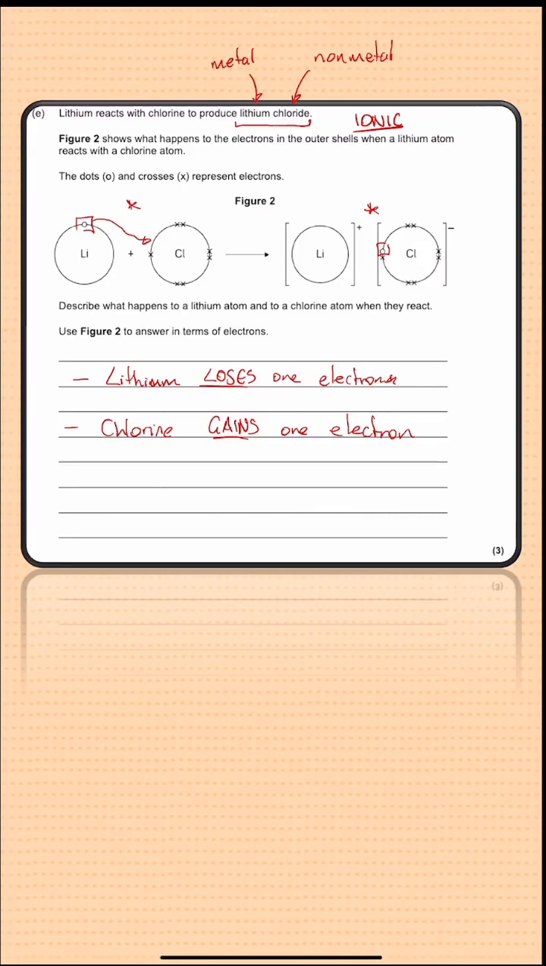What about for the third mark? What do you guys think we can say for the third mark? Any ideas? Why do they have that transfer of electrons? Yeah, you can talk about the charges. You can say chlorine is negatively charged, lithium positively charged. So one thing you can say, Cl becomes negative.